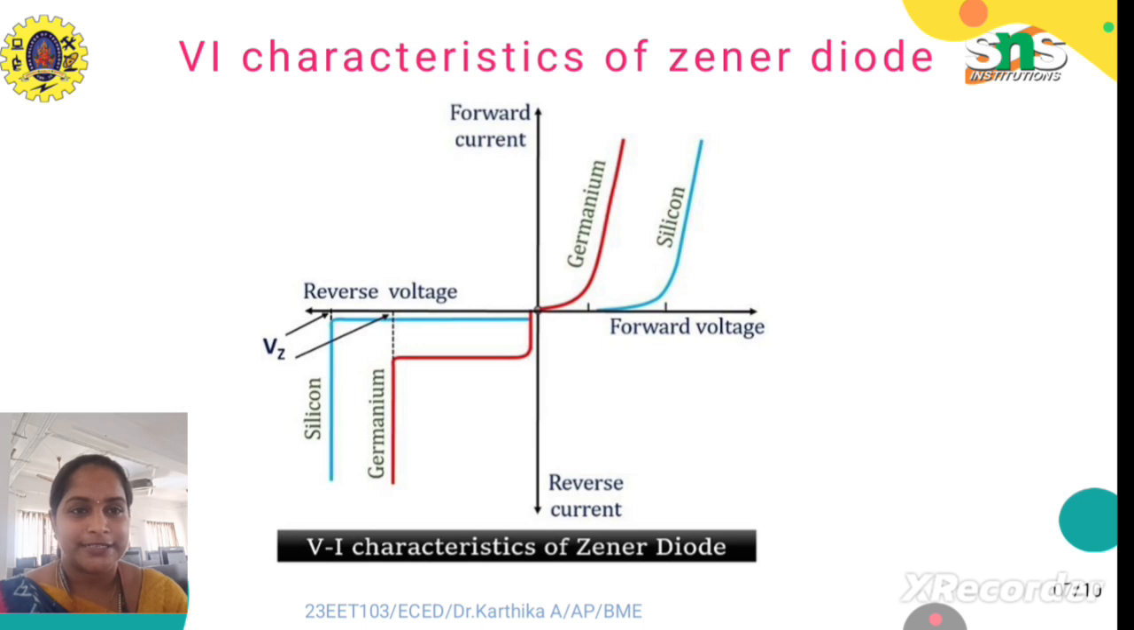We have forward current and reverse current, forward voltage and reverse voltage. In this graph we have mentioned germanium as well as silicon. In forward biasing, while the voltage increases, current also increases. But in the reverse bias condition, it has breakdowns, Zener breakdown as well as avalanche breakdown.